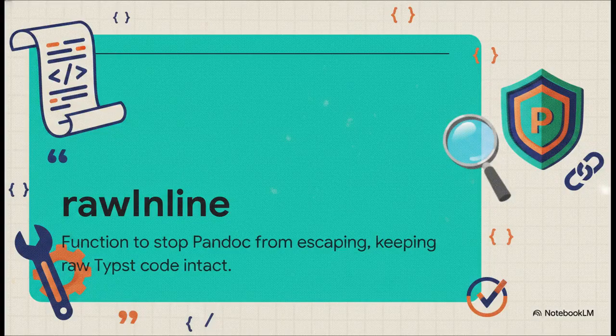Enter our technical intervention, raw inline. This is a function specifically used to stop Pandoc from escaping special characters, which ensures raw Typst code remains completely intact. By wrapping our carefully constructed Typst index strings in this specific function, we are explicitly telling Pandoc's AST, hey, do not touch this. Do not translate it, absolutely do not escape it. Just pass it through exactly as it is. It acts as this impenetrable protective shield against Pandoc's aggressive escaping behavior.